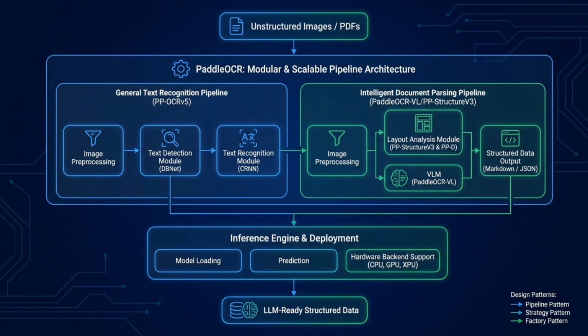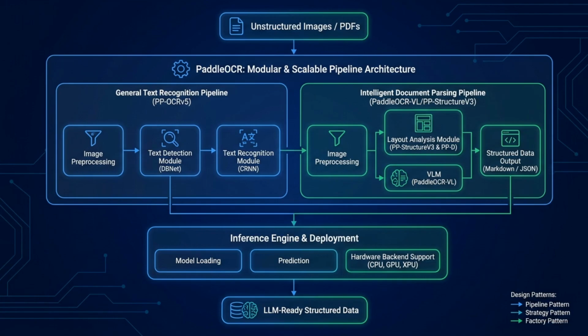PaddleOCR's unique angle is its focus on creating LLM-ready data. It doesn't just grab the text, it actually understands and preserves the document structure. This makes it a foundational layer for today's AI applications. So, how does it work?